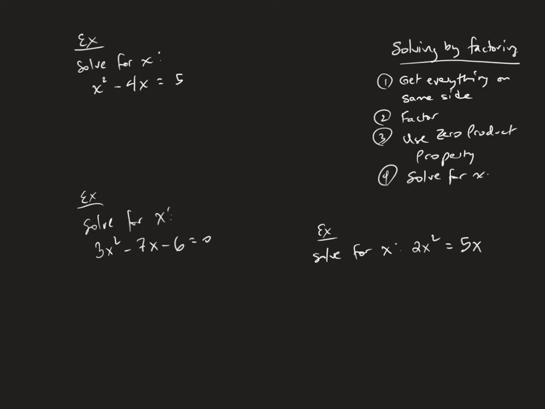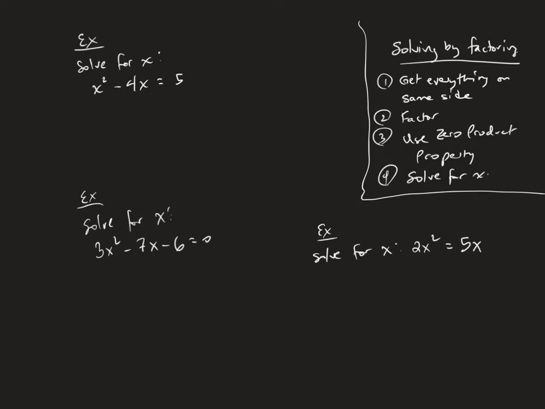Okay, so let's talk about how to solve quadratic equations by factoring. I've got the steps over here to the right. The first thing you're going to do is get everything on the same side. The second thing you'll do is to factor. Third, you're going to use something called the zero product property, which we'll talk about in a second. And then fourth, you're going to solve for x.